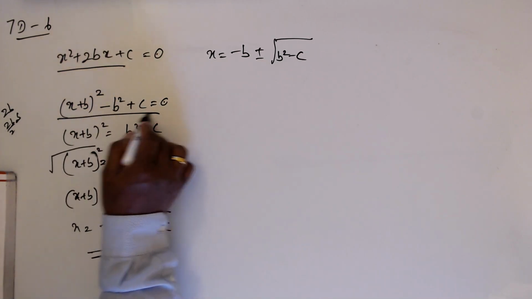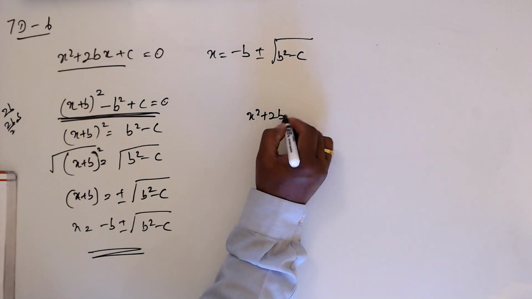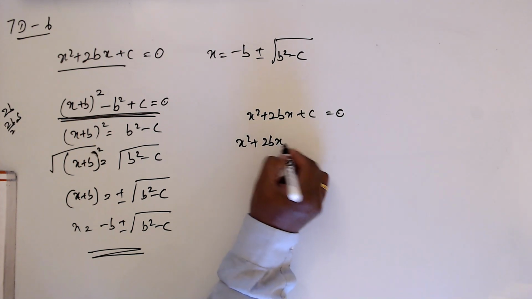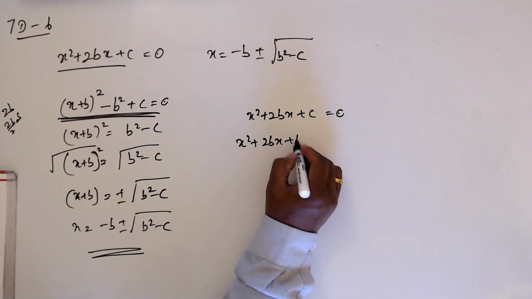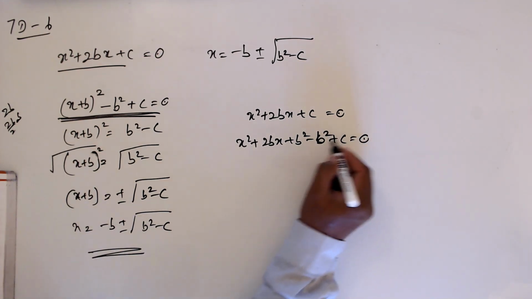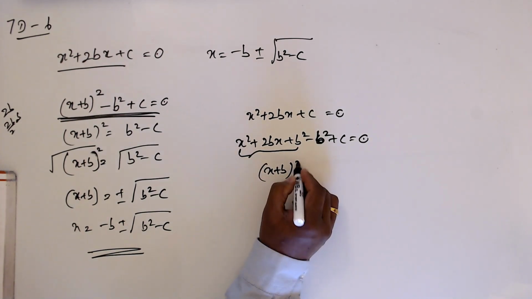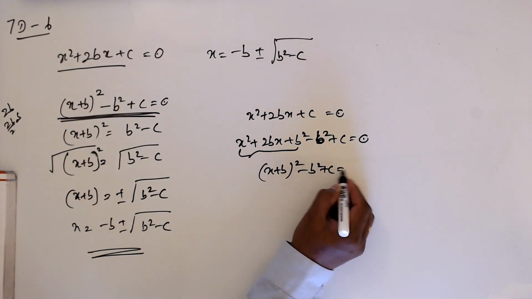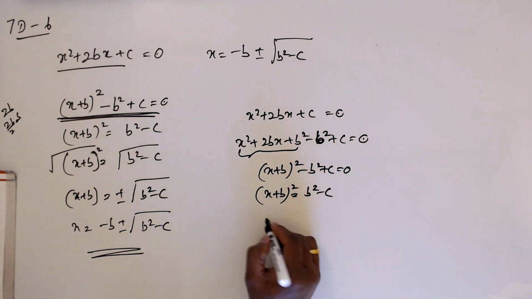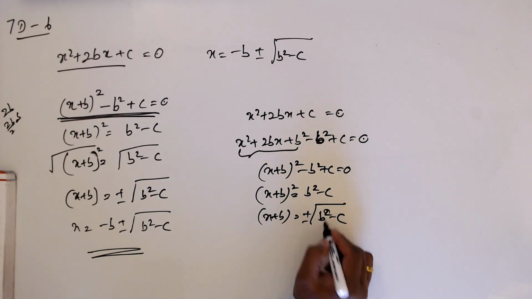Just to revise the way I take this one. So x square plus 2bx plus c equals 0. So x square plus 2bx, then half of this one is b, I'll add and I'll minus. Then I didn't make any change to this sum, and this is going to be x plus b square minus b square plus c equals 0. x plus b square equals b square minus c, then x plus b equals plus or minus the square root of b square minus c.